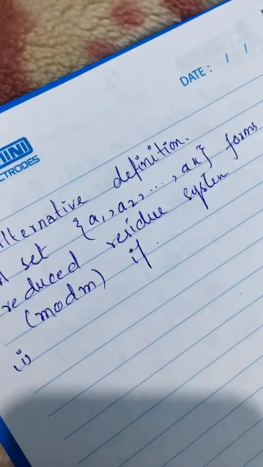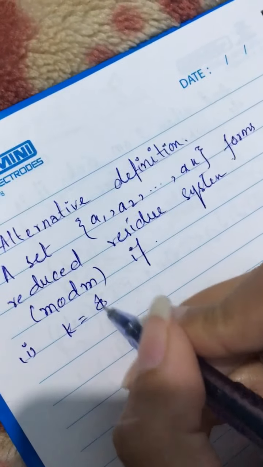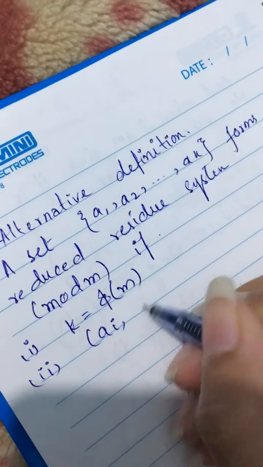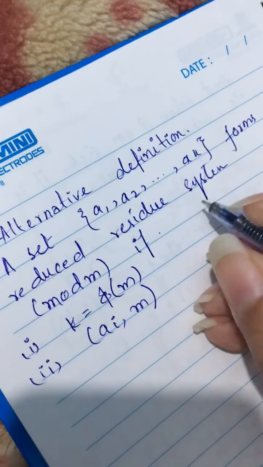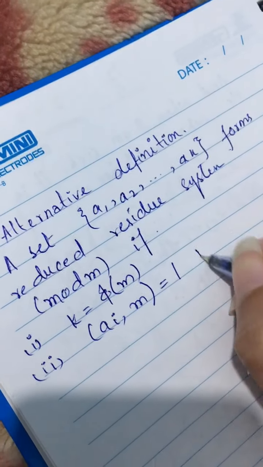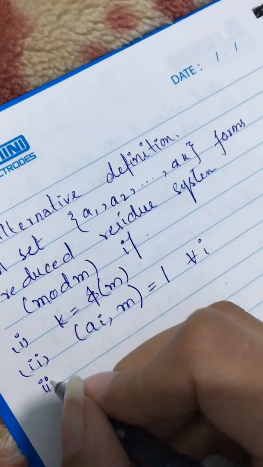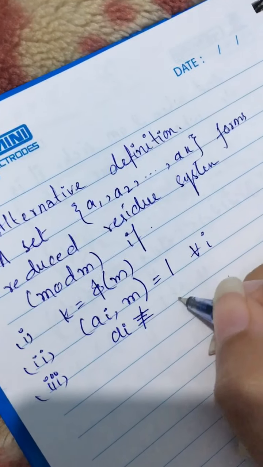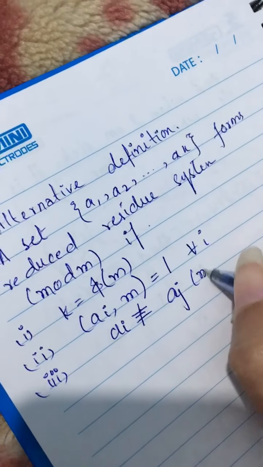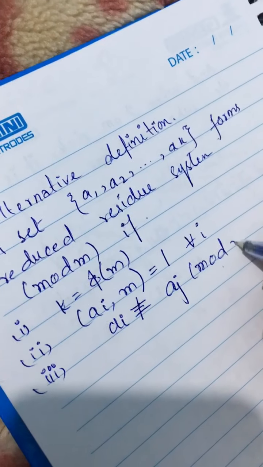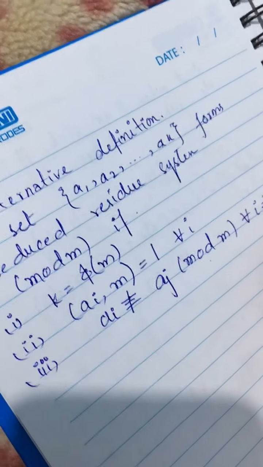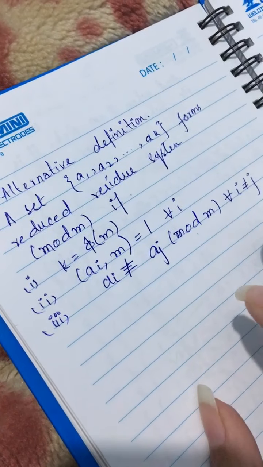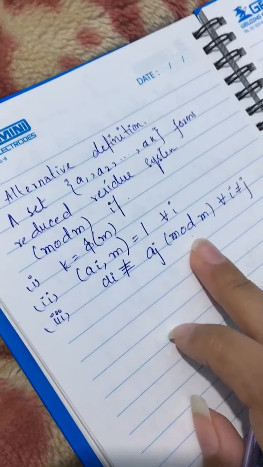The first one is that K equals phi of M. The second one is that each Ai is some number from the set, and gcd of Ai with M is 1 for all i. And the third one is that Ai is incongruent to Aj in modulo M for all i not equal to j. So this is the alternate definition of reduced residue system as we discussed earlier.